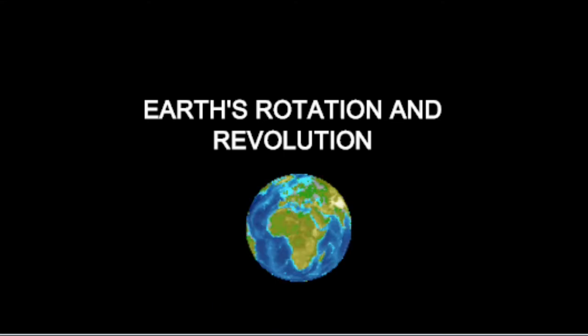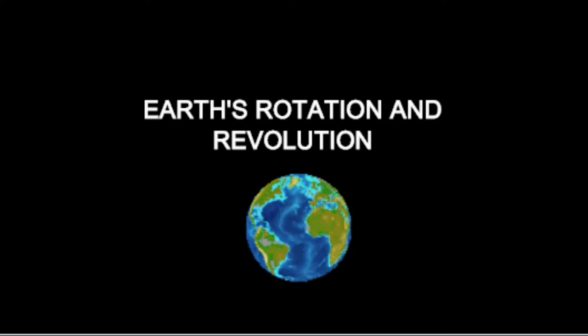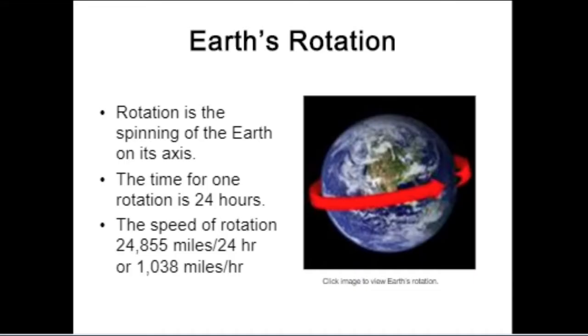We see a picture of the Earth spinning. Is that rotation or revolution? Well, I hope you're saying it's rotation because rotation is spinning. So spinning is another word for rotation. So the Earth is rotating. It's spinning on its axis.